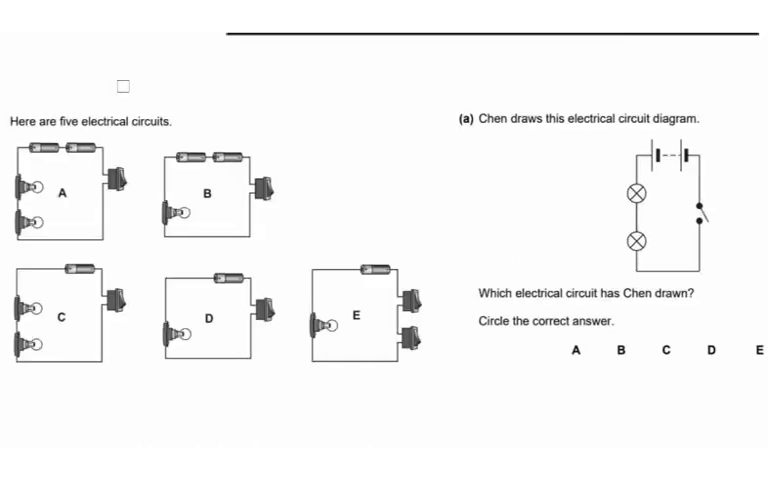Question 4a. Here are 5 electrical circuits: A, B, C, D, E. Question A. Chan draws the electrical circuit diagram. Which electrical circuit has Chan drawn? Circle the correct answer.